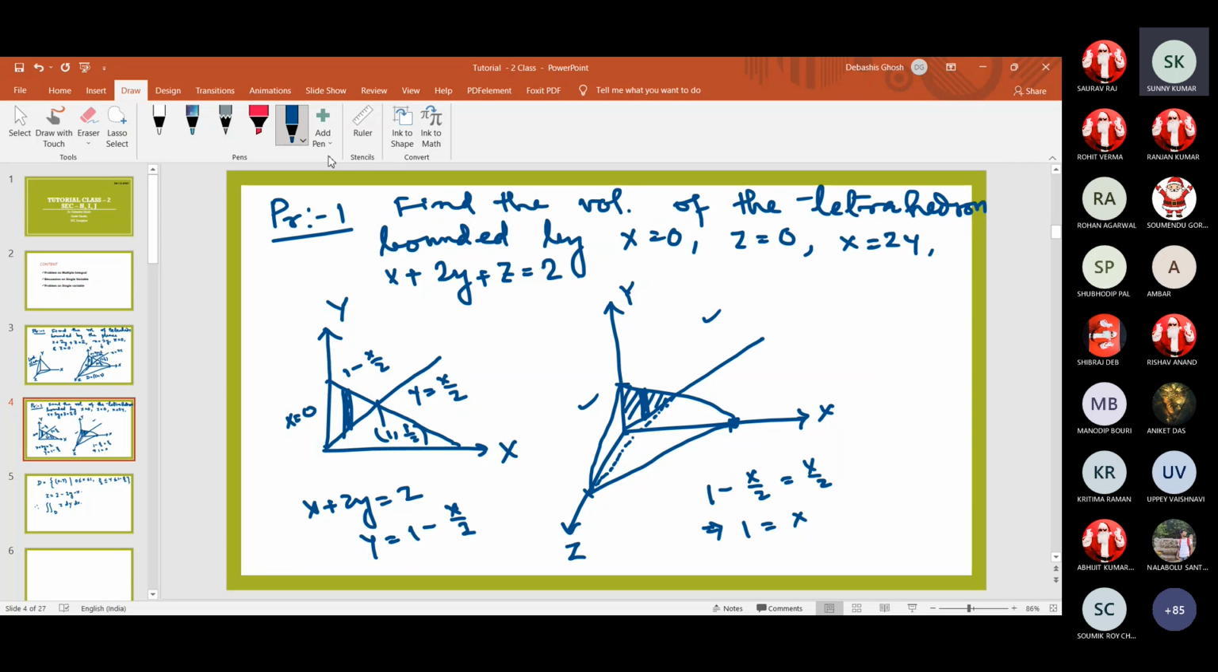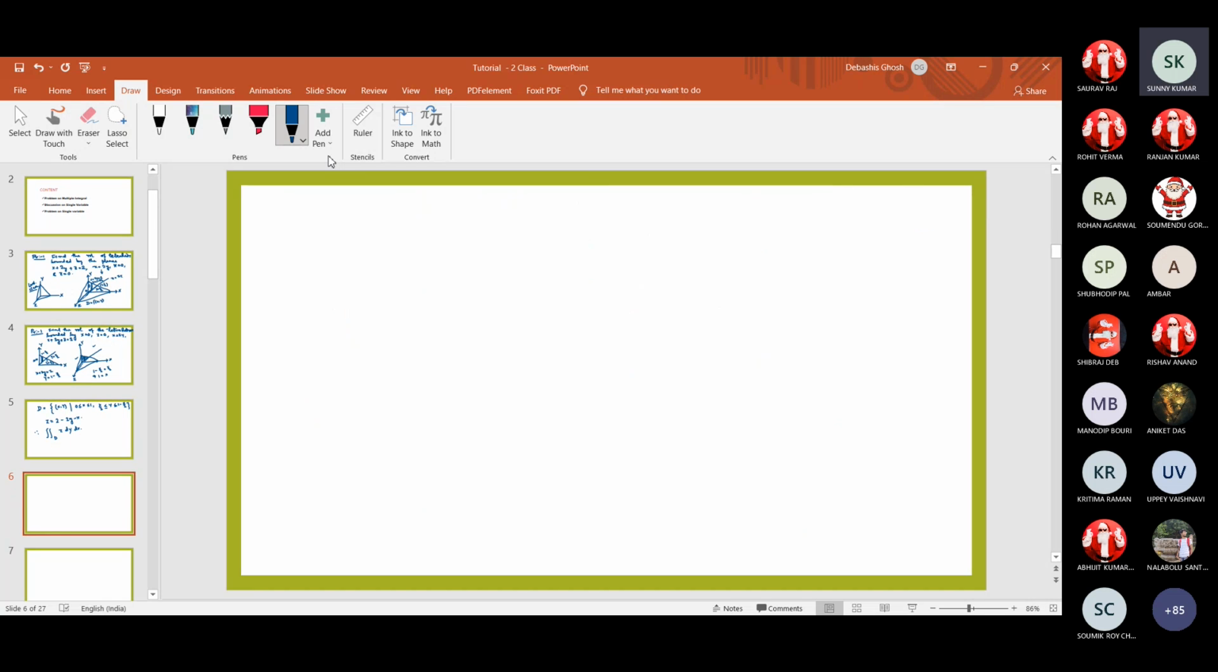Okay, I will give you the next problem, which will make this clear. We cannot always write dy dx or dx dy, because sometimes we cannot evaluate the integral without changing the order.